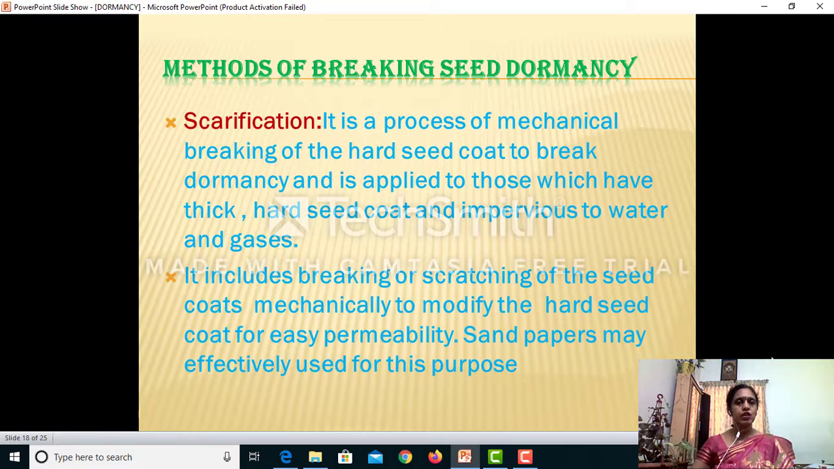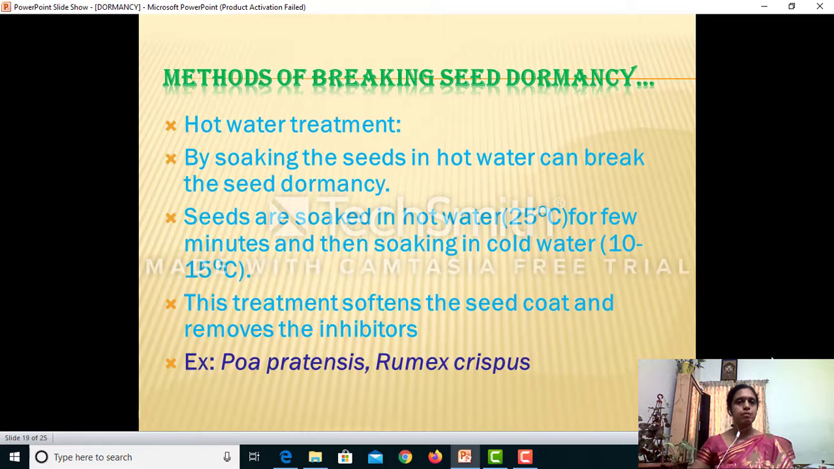First one is scarification. It is just a process of mechanical breaking of the hard seed coat to break dormancy and is applied to those which have a thick hard seed coat impermeable to water and gases. It includes breaking or scratching of the seed coats mechanically to modify the hard seed coat for easy permeability. Sandpapers are rubbed against the seeds to actually break the seed coat. That's why sandpapers may be effectively used for this purpose.